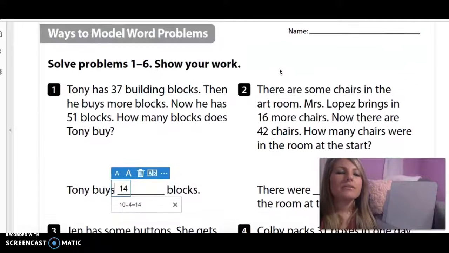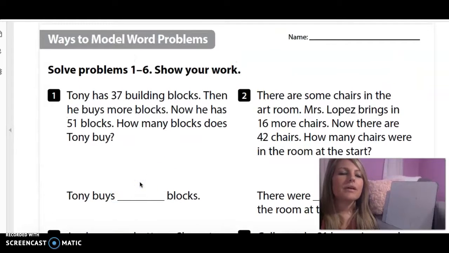On page number 10, you'll see what we're working with. We're working with word problems. All these problems that we will be solving today involve numbers and words. Question number 1, let's get started.